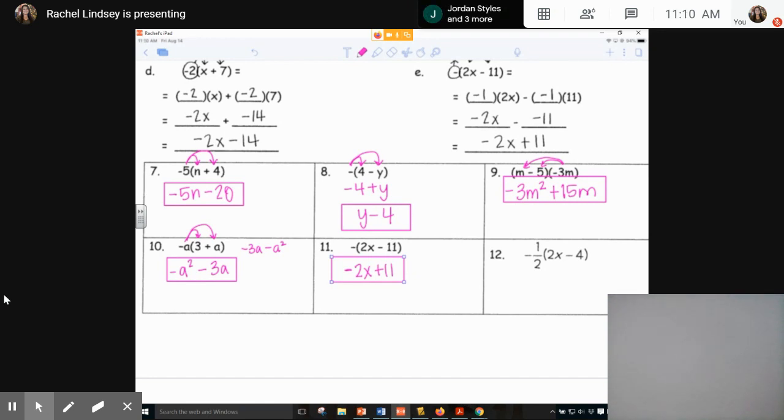Okay, and number 12, you're going to distribute that negative and you're going to distribute the 1/2. So when I distribute the negative 1/2 here, negative times a positive gives me a negative. And then what's 1/2 times 2? It's half of 2. 1. You don't have to put that 1, I'm just writing it there. And then negative times a negative gives us a positive. Yes, so half of 4 is 2. So you have negative x plus 2. Again, you don't have to write that 1 if you don't want to.